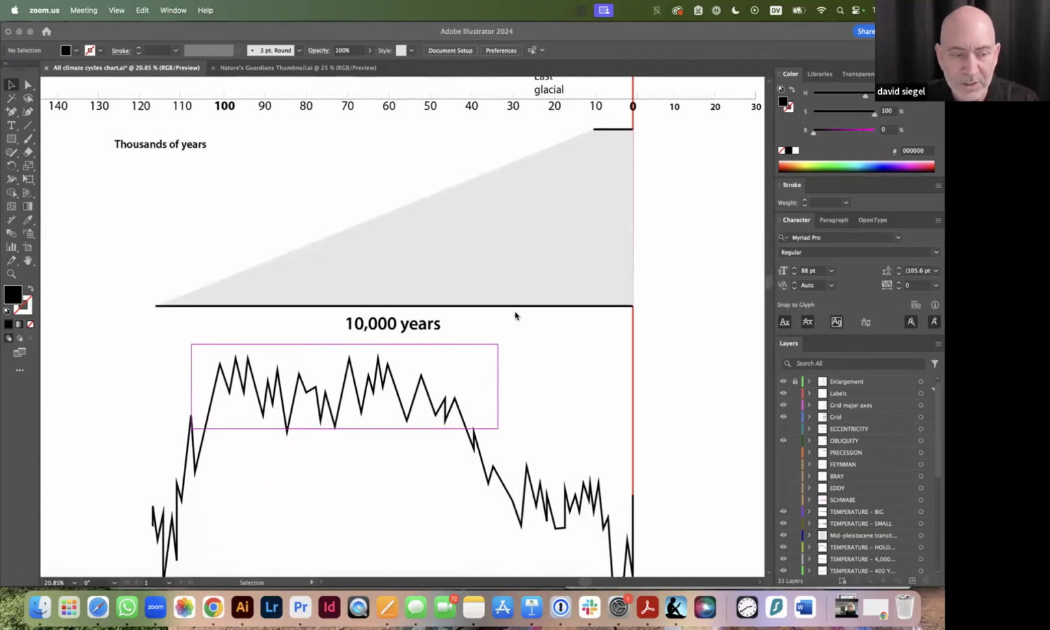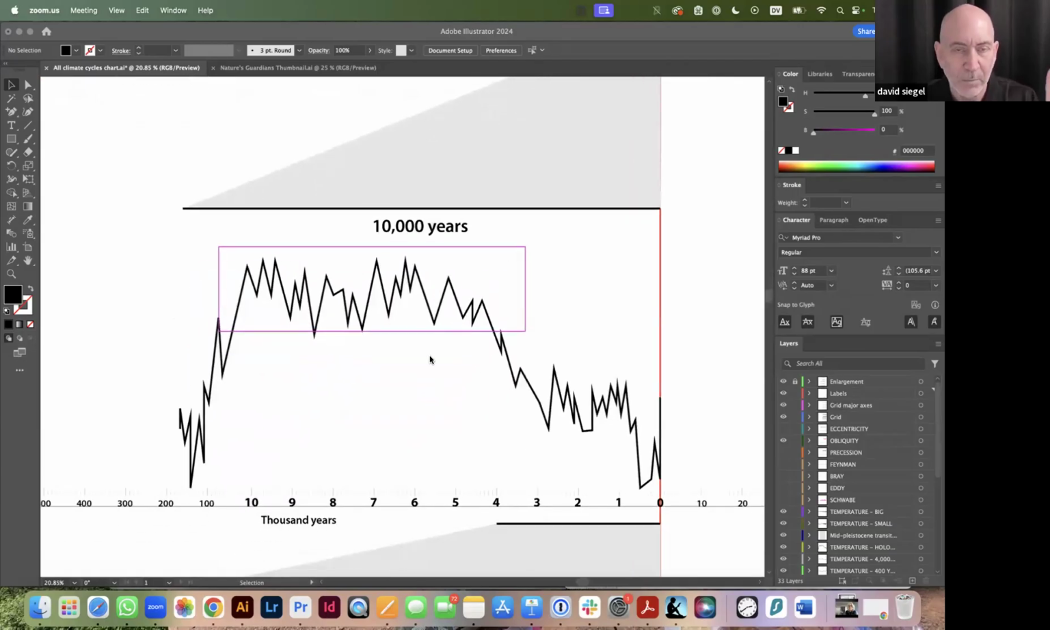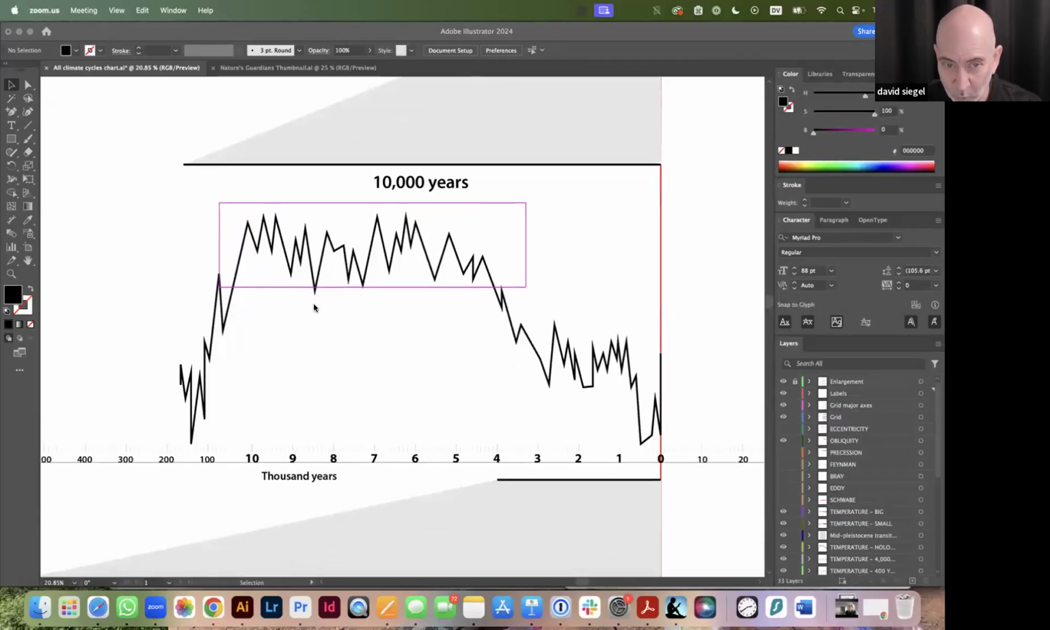We'll cover some of these sudden events another day, and Javier makes a big deal of them. Now we can divide this into two periods. This is called the Holocene climate optimum, the very warm period.